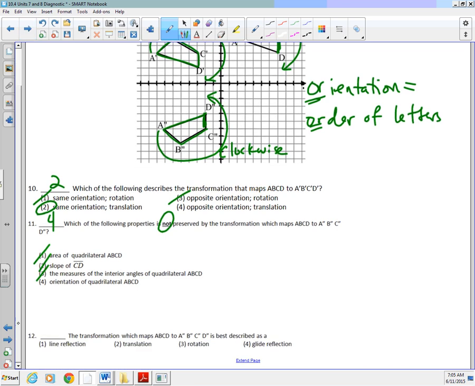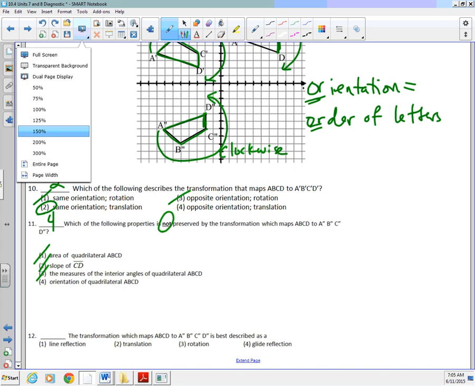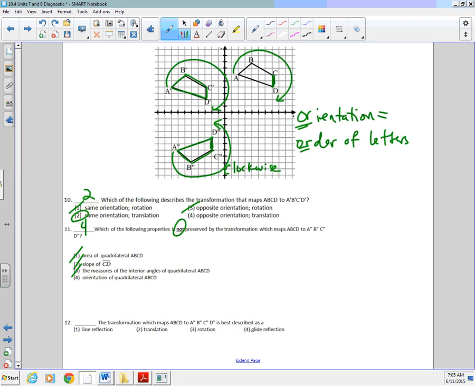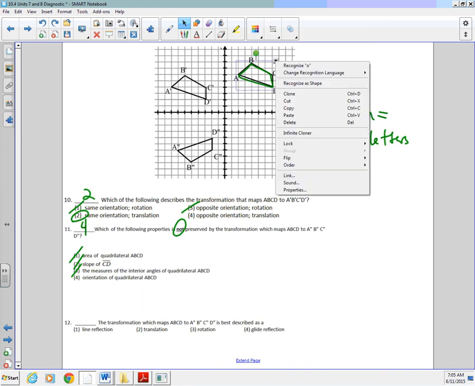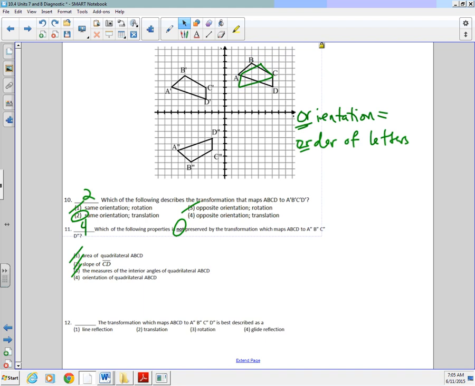Okay, number 12. The transformation which maps A, B, C, D to A prime, B prime, C prime, D prime is best described as, well, let's take a look. So I'm trying to go from the original to A prime, B prime, C prime, D prime. Well, let's try to do this by process of elimination for a second. A line reflection. Well, if I flip this over any line, so here I can try flipping. I can flip left, right, and that would really go this way down. That's just going to reflect, say, over the x-axis.